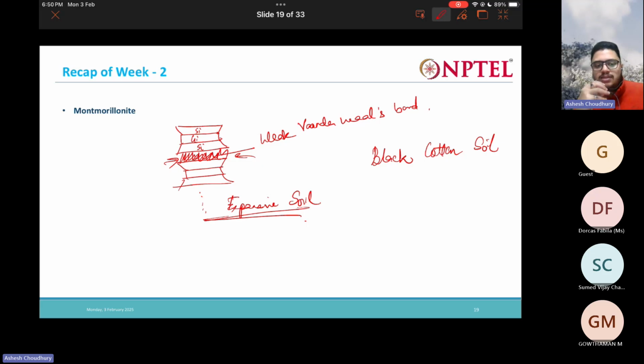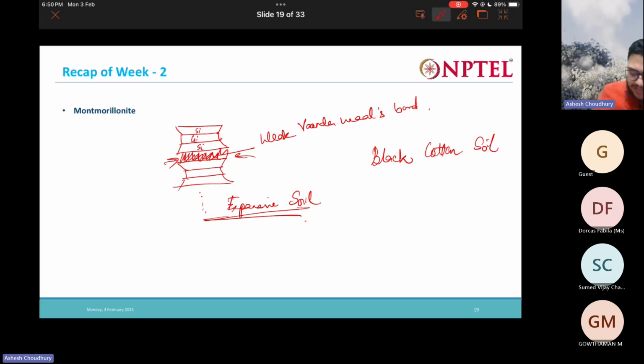You cannot construct anything like that. If you construct a road over it, it's going to have cracks, it's going to fail. Similarly, obviously you cannot construct buildings, it's going to have differential settlements, it's going to fail. Okay, it's very risky kind of soil. There are many other things, I won't go into detail, but this is the basic thing. Okay.